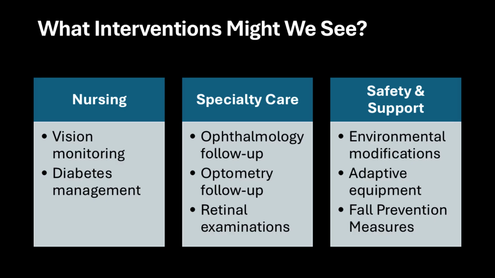Once diabetic retinopathy has been identified, there may be several interventions in place to support the resident's safety and function. Depending on the resident's needs, these interventions may include vision monitoring, diabetes management, ophthalmology follow-up, environmental modifications, adaptive equipment, and fall prevention measures. The goal is to support safety, maintain independence, and promote overall well-being.